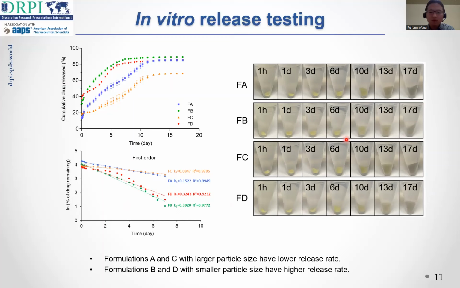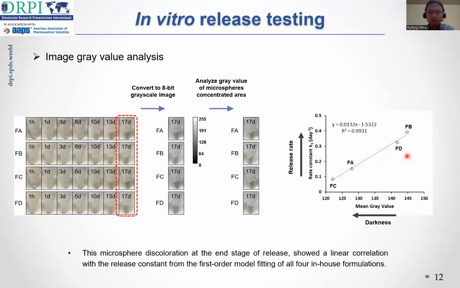A group of pictures on the right shows the state of the microspheres during the in vitro release testing. Pictures were taken after the tube was centrifuged at a sampling time point. We can see that the microspheres gradually swelled over time. Also, the microspheres turn dark at the end stage of the release profile, and the darkness is the color of the drug degradation products, which indicates that drug degradation may still occur inside the microspheres.